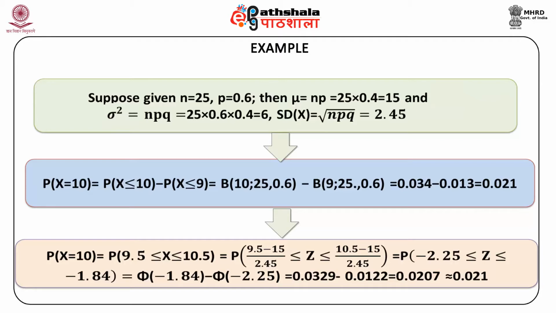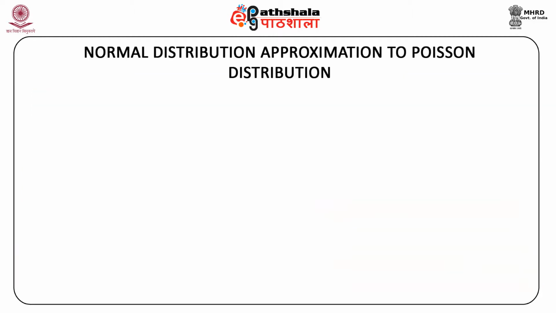Generally speaking, if the binomial probability is not too skewed, the normal distribution provides a good approximation. In practice, if both np and n(1 minus p) are greater than or equal to 10, the approximation is considered to be acceptable. Normal distribution approximation to Poisson distribution.